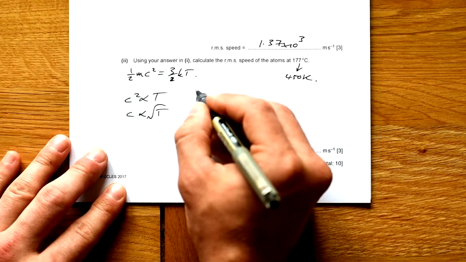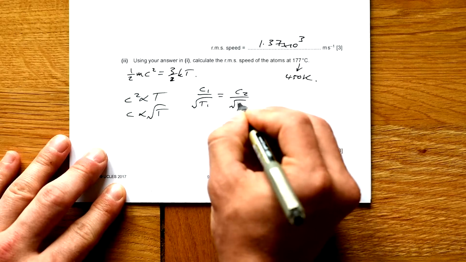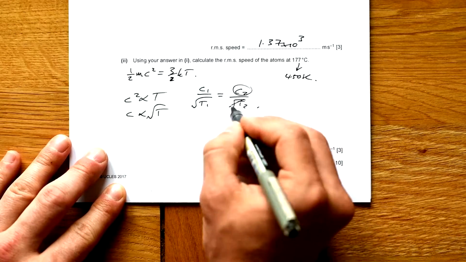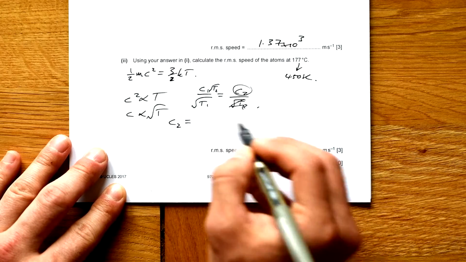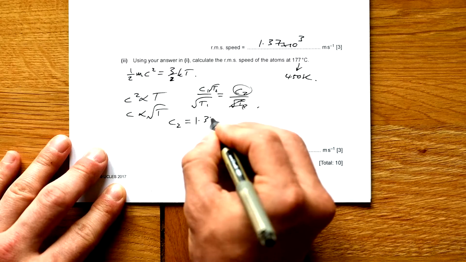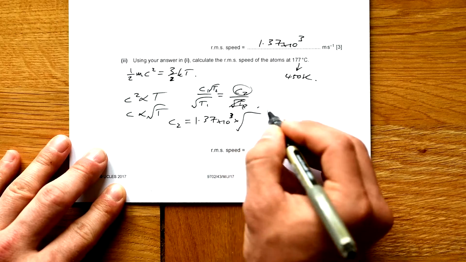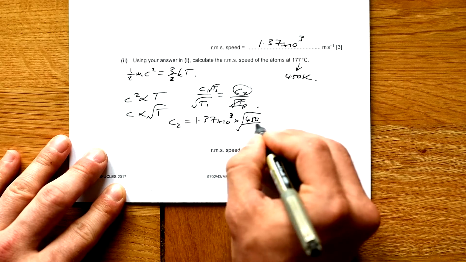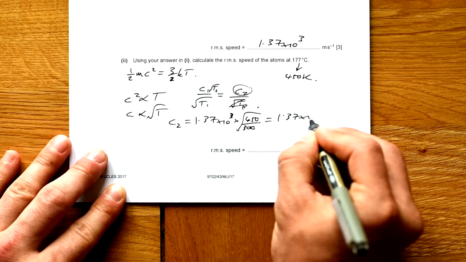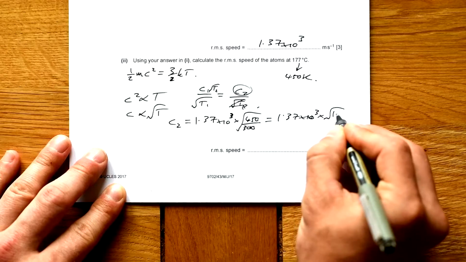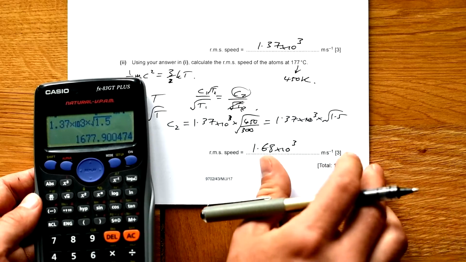So we can say that c1 over root T1 equals c2 over root T2. We're looking for c2, so let's take this over the other side. So we end up with a second speed of the initial speed, which is 1.37 times 10 to the 3, times the ratio of the square root of the temperatures, which is the square root of 1.5, and that gives us 1.68 times 10 to the 3 meters per second.